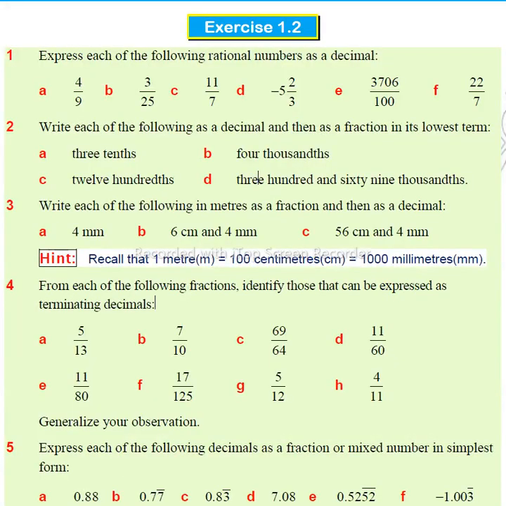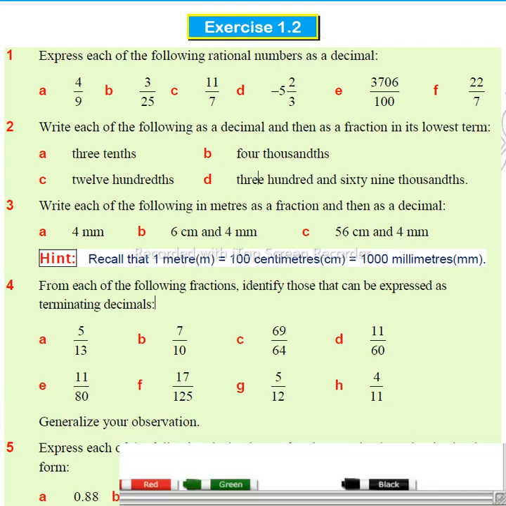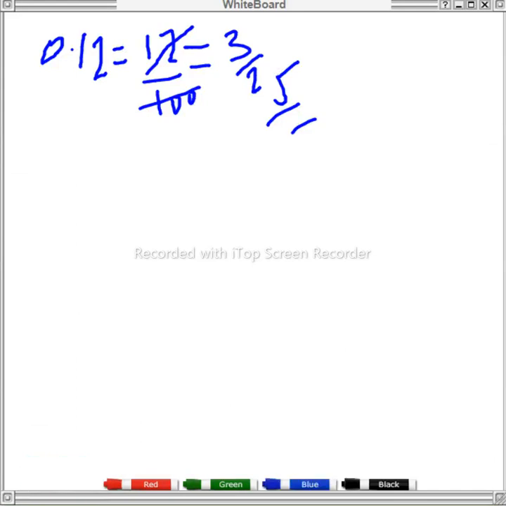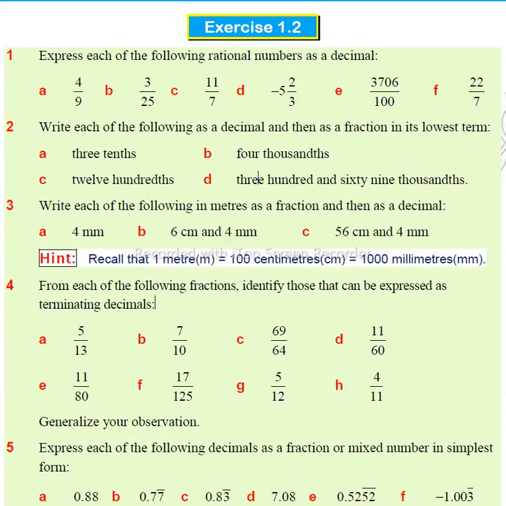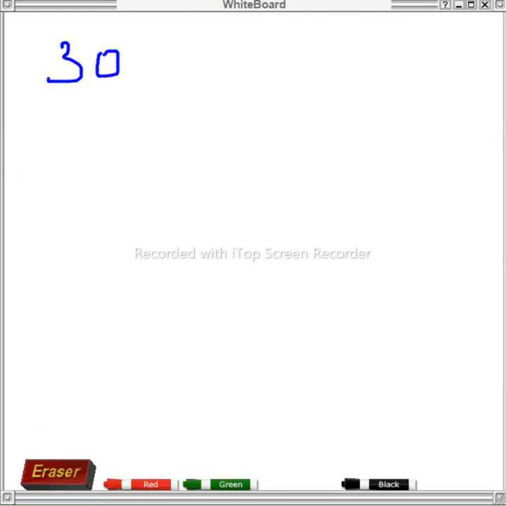And D: 300 and 69 thousandths. We can write this like this: 300.069. Let us clear our board and rewrite this. The question says 300 and 69 thousandths, so we write 300 dot 69 thousandths, which means 0.069.